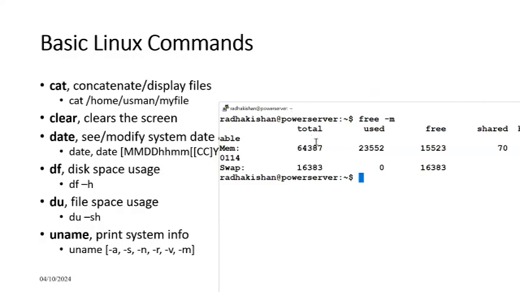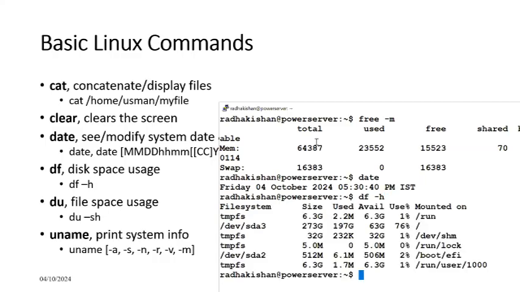Cat is used to concatenate two or more files. Clear is used to clear the screen. If we type date, it shows the date. And df shows the disk, how the disk is utilized and how much is free. You see, this is the size, this is the used, and this is the available. And 76% of the disk is used.